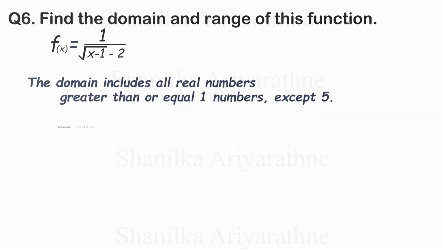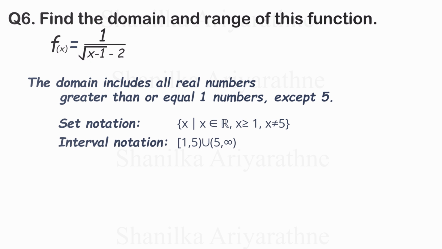We can write the domain in set notation like this, and we write the domain using interval notation like this. Keep in mind, in interval notation, we use hard brackets to show that the 1 is included in the domain, and we use parentheses for 5, because 5 is not included in the domain.